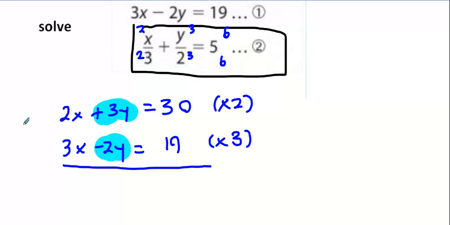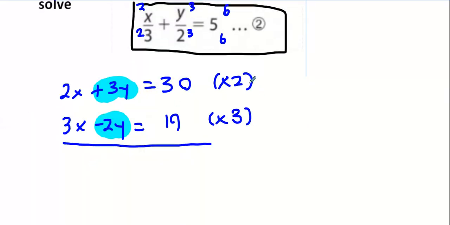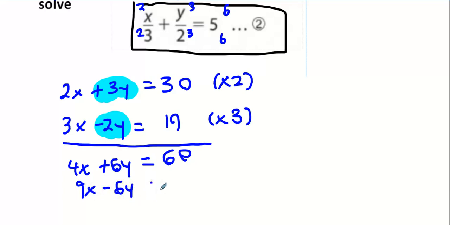2 times 2x? Yeah. 6y, yeah. Yeah. Now, what do we get? 9x minus 6y. 5 times 19? 57, yeah. And what do we get then, lads, add downwards? And no, you're adding them. You're adding them. Close.